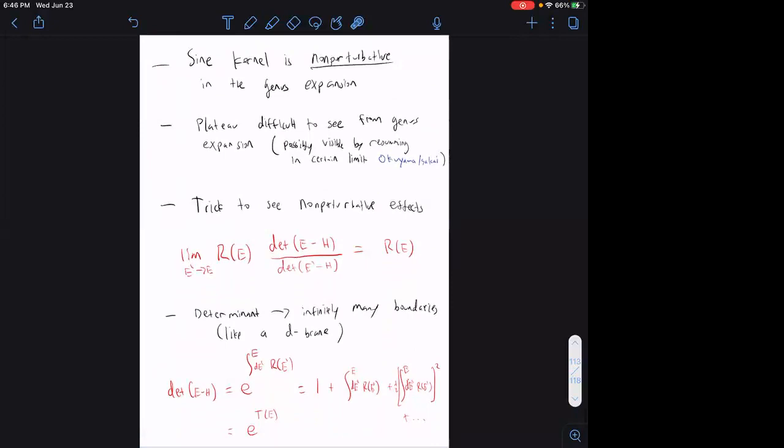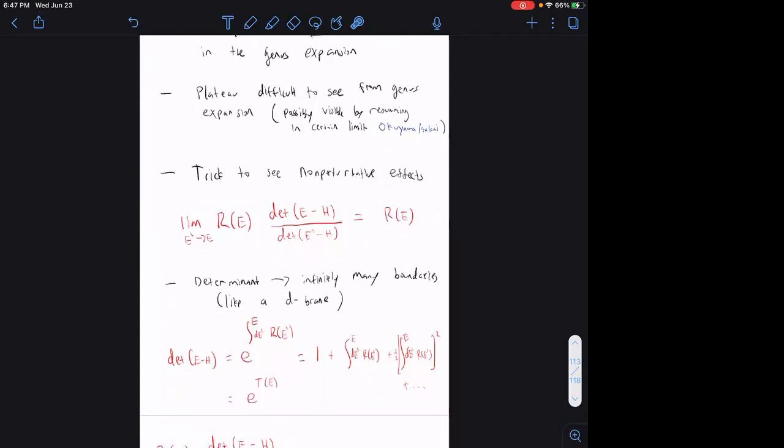So the sine kernel is due to these non-perturbative effects in the matrix integral. This is non-perturbative in the genus expansion of JT gravity. And so the sine kernel is difficult to see from the genus expansion. There's a possible way to get around it, due to some work by Okuyama and Sakai, where in some limit you may be able to resum an infinite number of terms in the genus expansion to see the plateau. But if we want to study the sine kernel directly, we have to go beyond the genus expansion.